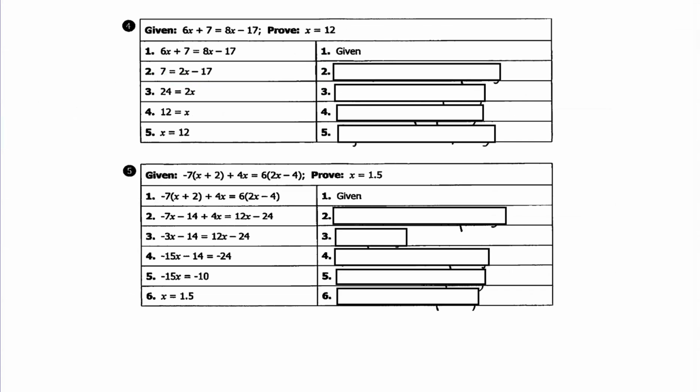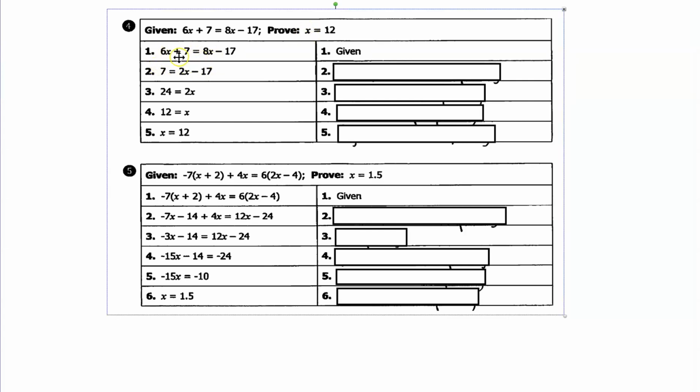All right, now we have number 4 and number 5. Number 1 says 6x plus 7 equals 8x minus 17. That is our given, and we're trying to prove that x equals 12. Where is the difference here? Notice this has a 6x on this side, and this does not. Well, what happened? The 6x was subtracted to this side, the right side, making it 2x.